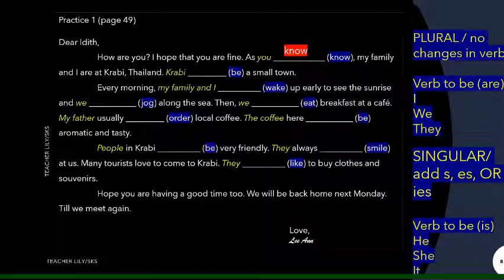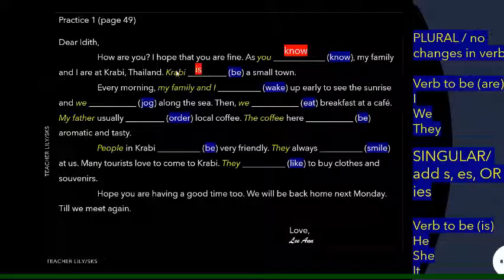As you know, my family and I are at Krabi, Thailand. You don't put anything here. No changes in verb. Okay, be. Be means verb to be. Verb to be is or verb to be are. Krabi is a name of place, right? So what is the answer?